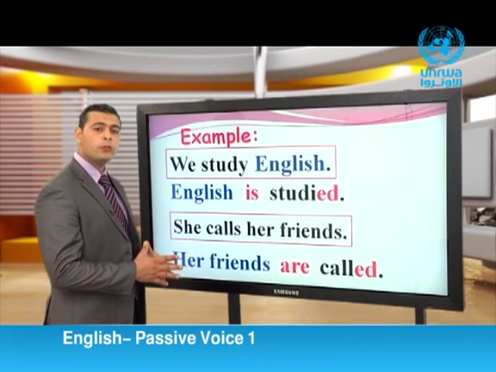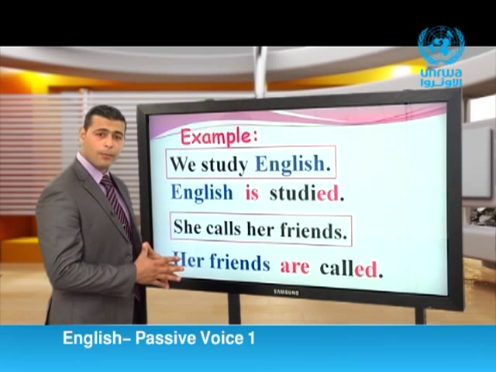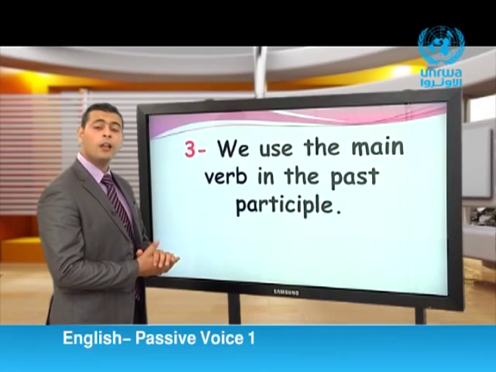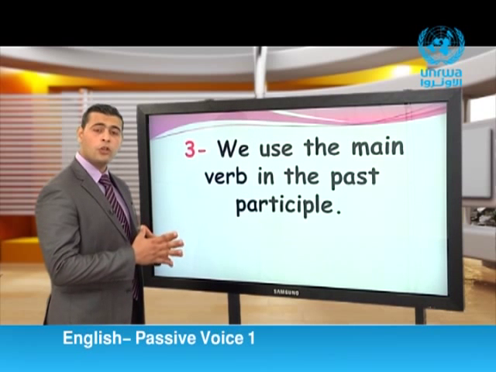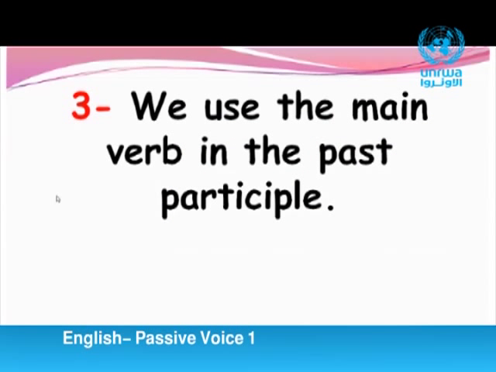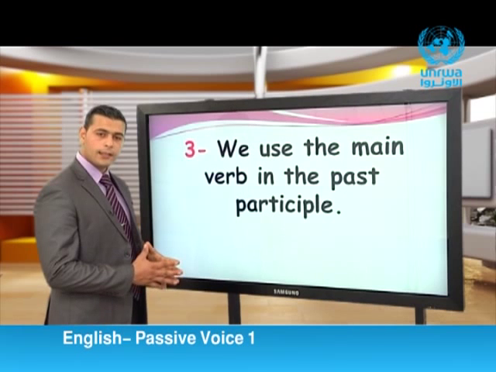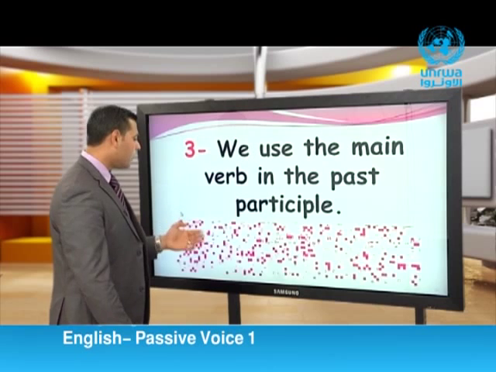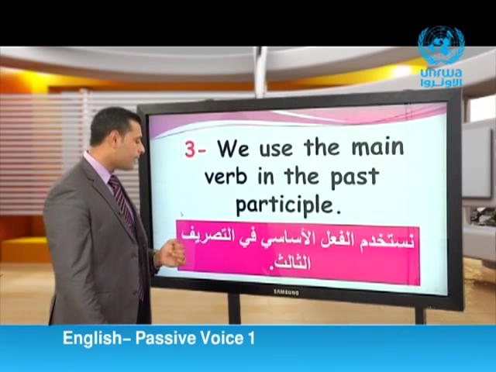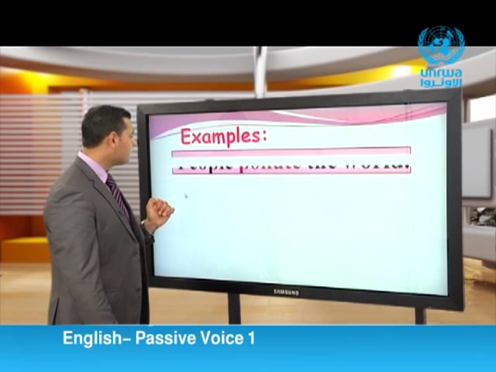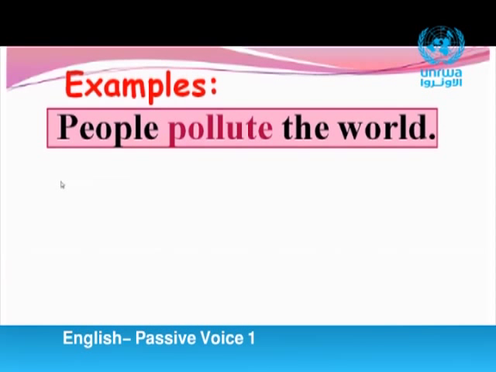Now let's move to the third point or the third step in changing a sentence from active voice to passive voice. لننتقل إلى الخطوة الثالثة في عملية تحويل الجملة من المبني للمعلوم إلى المبني للمجهول. Number 3. We use the main verb in the past participle. نستخدم الفعل الأساسي في التصريف الثالث. هنا نستخدم الفعل الأساسي في التصريف الثالث. Let's have this example. لنتناول هذا المثال.